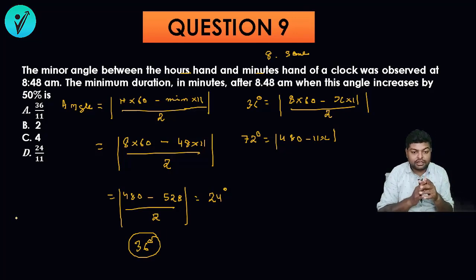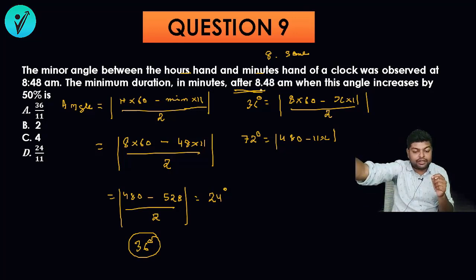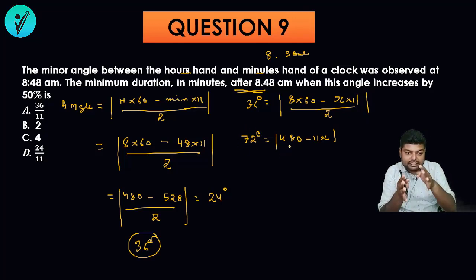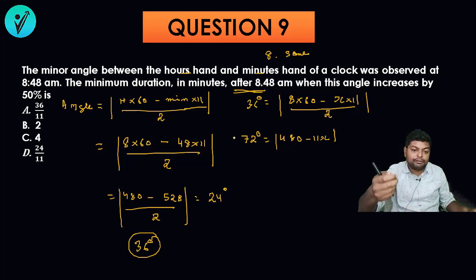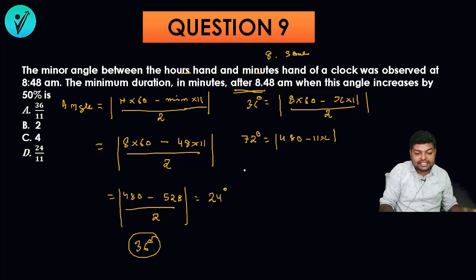Answer is no. Now why? Because the question said the minimum duration in minutes after 8:48, which means I have to consider the time that will be after 8:48. Imagine if I consider plus 72. अगर मैंने ये plus 72 किया तो ये 480, if this comes from that side it will become negative. So the time slot would be before 48 minutes. That's why we will not be taking the positive value. The only value we will be considering is the negative of.